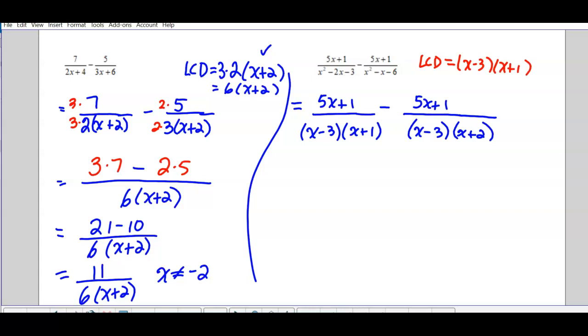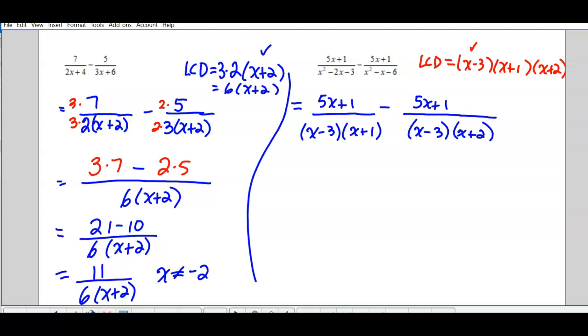Then I look at the other one. I have to have x minus 3. Well, I already have it using the first one. And I have to have x plus 2. So I include that as a factor as well. Okay? So even though in total there were four factors between the two rational expressions, one of them was common. So our lowest common denominator has just 3.